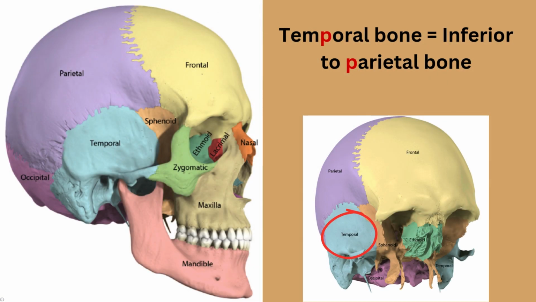Next is the temporal bone that is located inferior to the parietal bone. The way to remember it: the word temporal has a P and the word parietal has a P as well. So always remember, temporal is located inferior to the parietal bone.